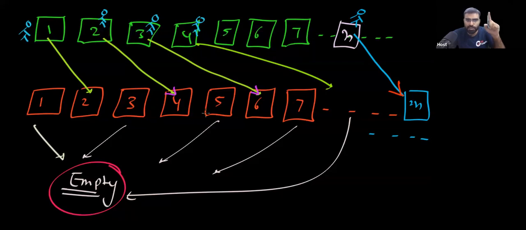Please tell me, did you throw out any existing person? Simple question I'm asking. No. We did not throw out any existing person. And can you notice, now all the odd number rooms are empty. So what have we done? This is what we have done.